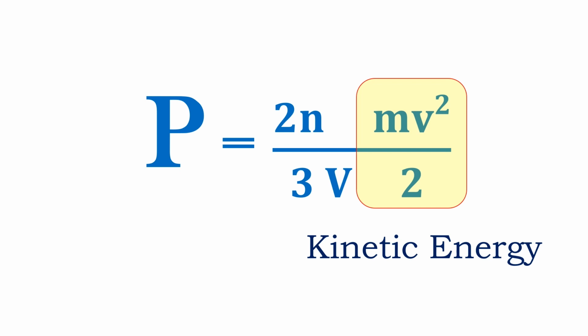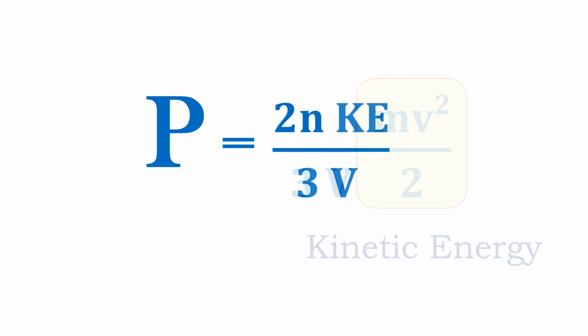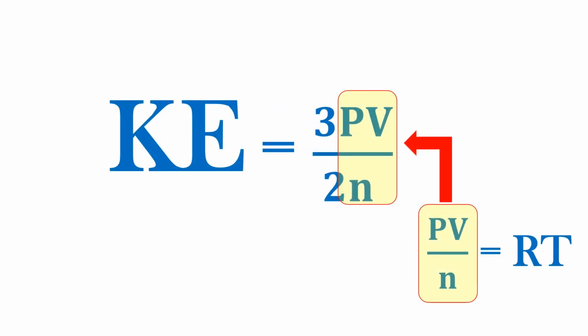1/2 mv squared is kinetic energy. Let's rewrite the equation in terms of kinetic energy. I'll rearrange to solve for the kinetic energy. And recall from the ideal gas law that PV over n is equal to RT. We can substitute this term into the kinetic energy equation and get our final equation.